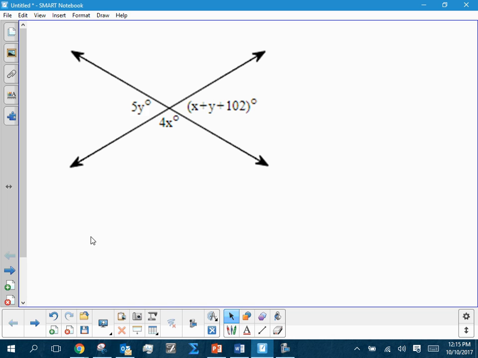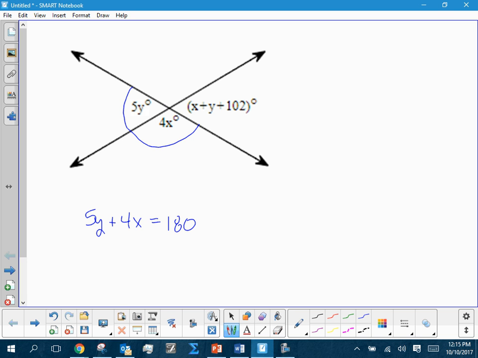The one yesterday, we kind of looked at something like this. We said, those two angles there, what's the relation between those two angles? They're supplementary. They're a linear pair, so they should add up to 180. So I'm going to write that equation. Say 5y plus 4x equals 180.